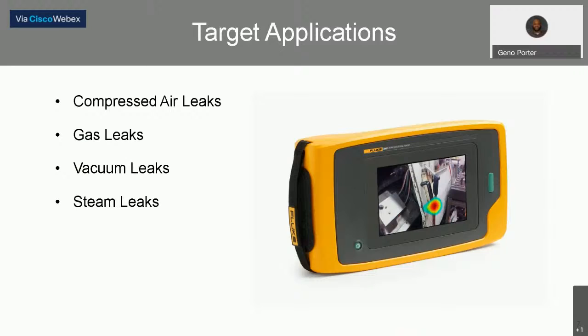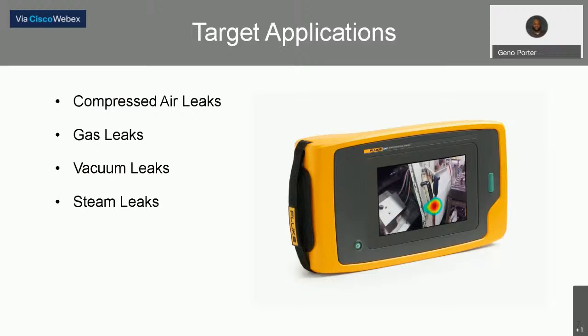So what are some target applications for testing air leaks or gas leaks? One might be, hey, I'm interested in looking at compressed air leaks. That's the ii900 application. Gas leaks, vacuum leaks, steam leaks. If you have these inside your plants, this is an ideal tool for you to use for your preventative maintenance system.